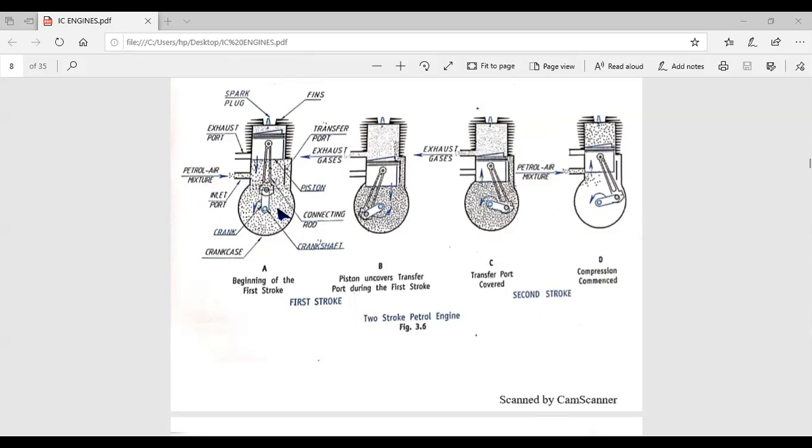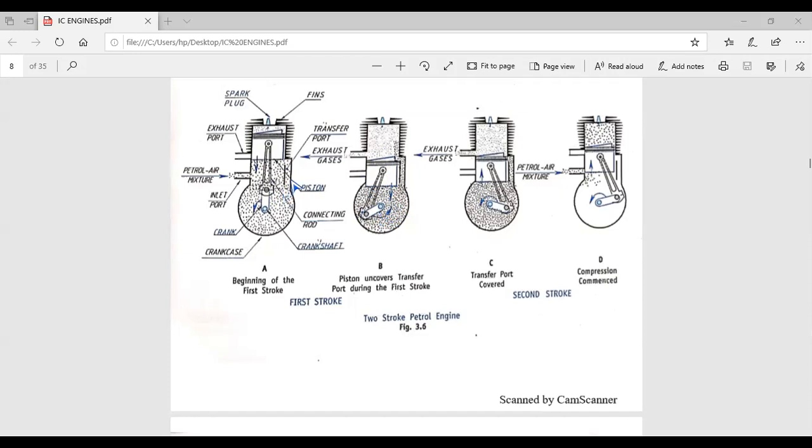All of you observe here. The crankshaft rotates in the anti-clockwise direction, and due to the vacuum, the petrol and air mixture is sucked inside the cylinder and the crankcase. Next, come to the point. As the piston moves from top to the bottom position in the first stroke itself, whichever petrol and air mixture is present here is compressed. All of you observe here, it is compressed.